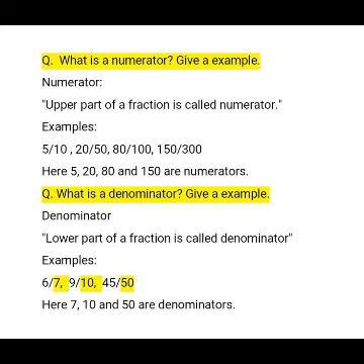Question: what is a denominator? Give an example. Denominator: the lower part of a fraction is called a denominator. Examples: 6 by 7, 9 by 10, 45 by 50. Here 7, 10 and 50 are denominators. So this is a detailed lecture on fractions and what are whole numbers.